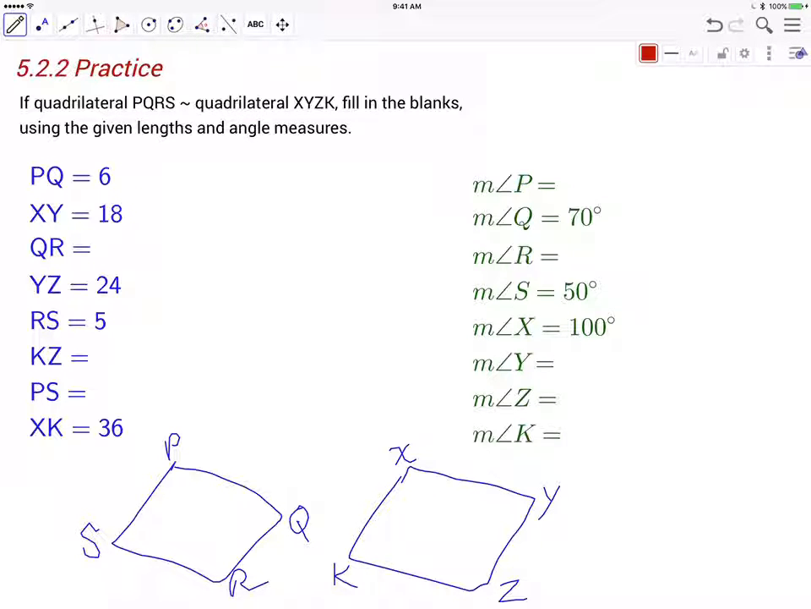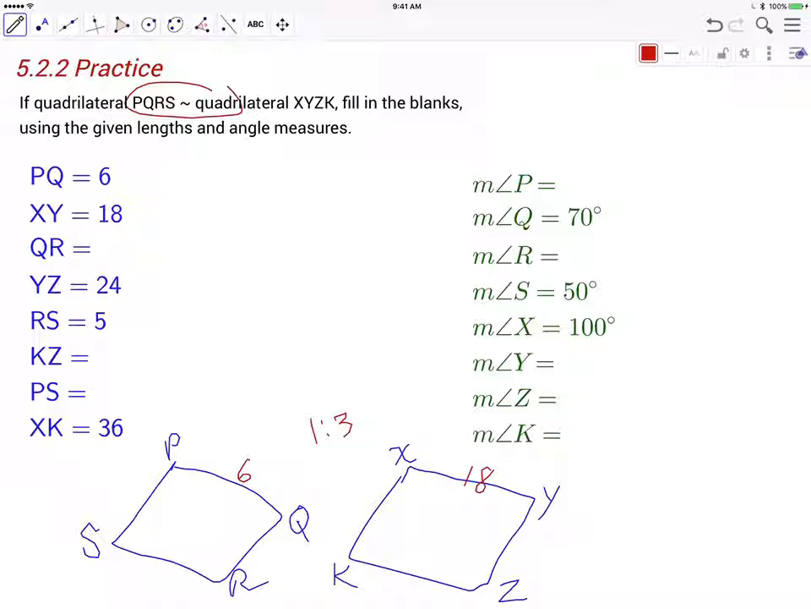Let's change some color here. All right, we're told that PQ, let's start with the lengths. PQ is 6, and we know that XY is 18. Okay, so right away, those two pieces of information tell us that we're in a 1:3 ratio, right? Because we are told the quadrilaterals are similar. So 6 to 18, 1:3 is the ratio. We're going to use that all the way around.